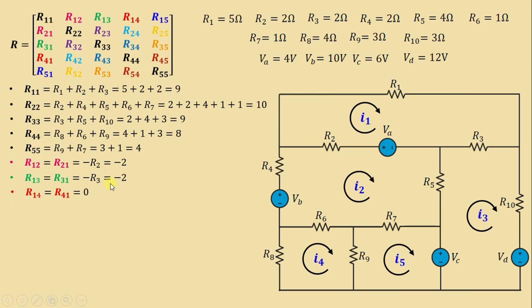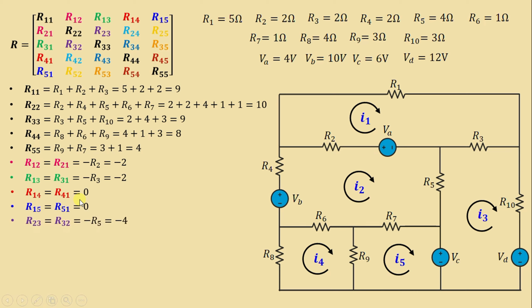We go to R14 and R41. This is mesh 1 and this is mesh 4. There is no common resistance, so R14 is equal to R41, which is equal to 0. Let's move on to R15 and R51. This is mesh 1 and this is mesh 5. There is no common resistance, so it is equal to 0.